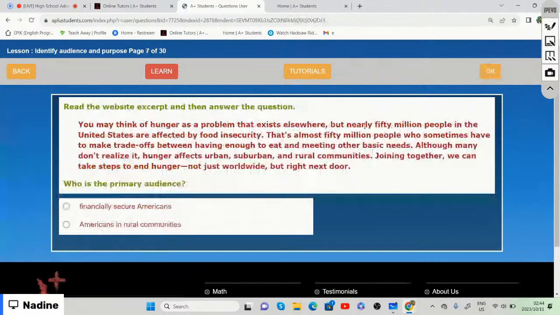You may think of hunger as a problem that exists elsewhere, but nearly 50 million people in the United States are affected by food insecurity. That's almost 50 million people who sometimes have to make trade-offs between having enough to eat and meeting other basic needs. Although many don't realize that hunger affects urban, suburban, and rural communities. Joining together, we can take steps to end hunger, not just worldwide, but right next door.